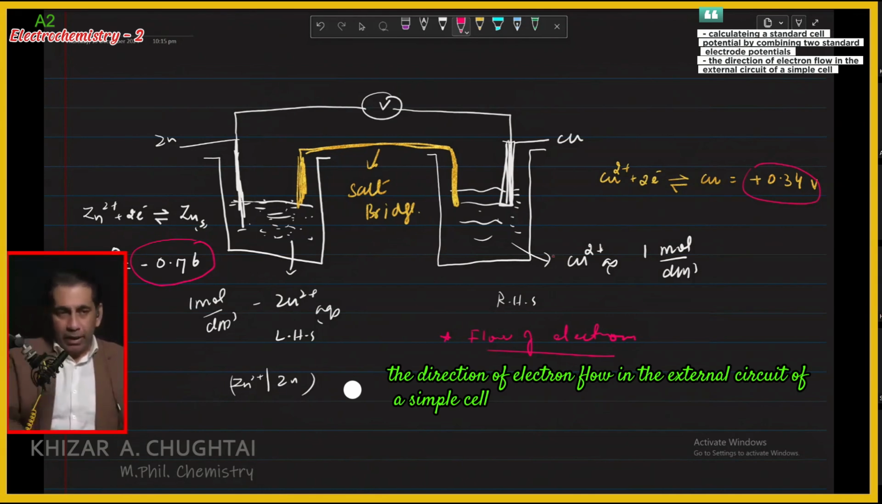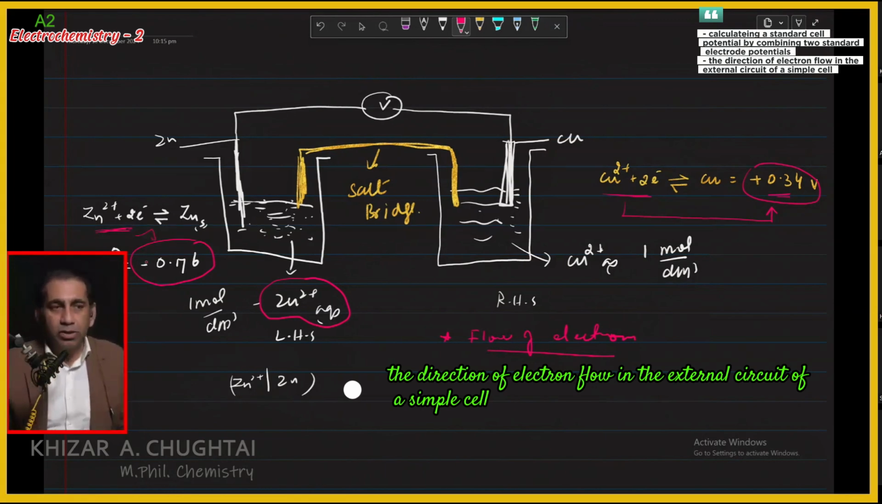What does it mean? This equation indicates the power of the reactant. I mean the power of copper 2 positive ion to gain electrons is plus 0.34 volts. And in this beaker, as you know, there is also the presence of zinc 2 positive ion. The power of the zinc 2 positive ion reactant to gain electrons is negative.